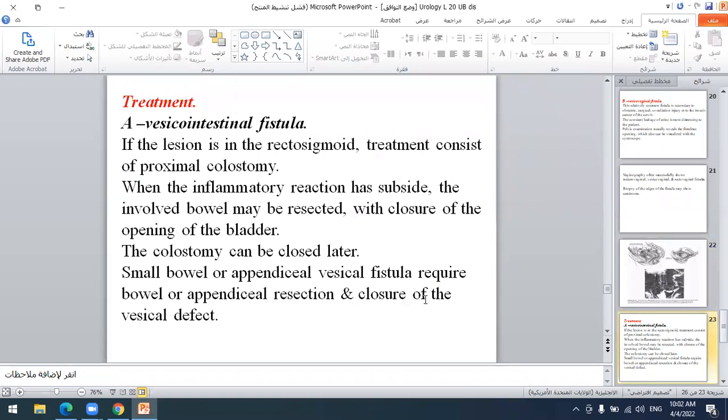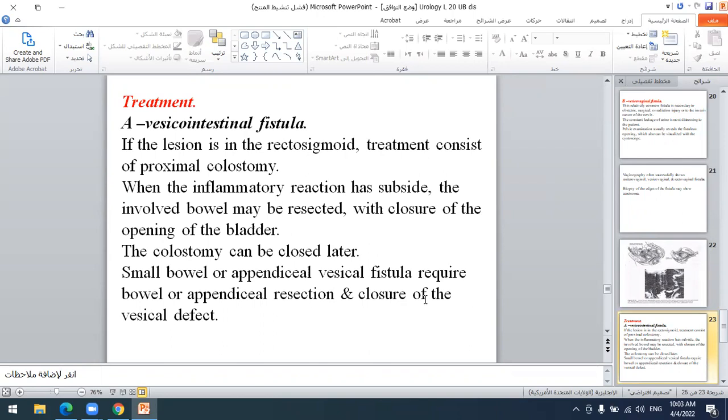Treatment. Vesico-intestinal fistula: if the lesion is in the rectosigmoid, treatment consists of proximal colostomy. When the inflammatory reaction has subsided, the involved bowel may be resected with closure of the opening of the bladder. The colostomy can be closed later.